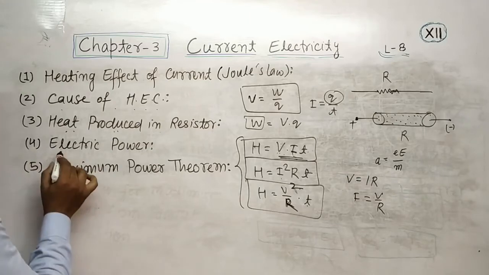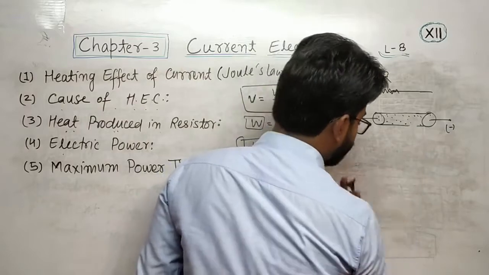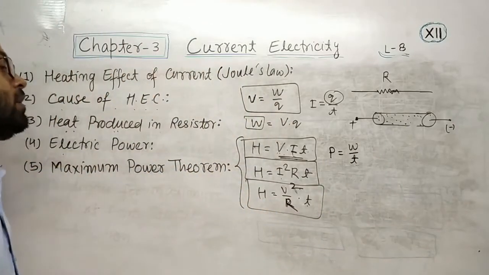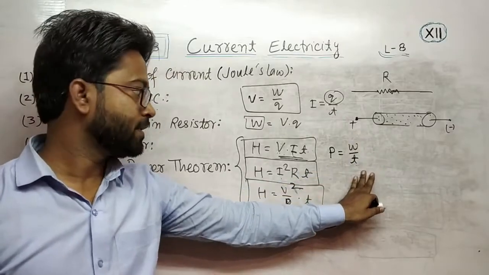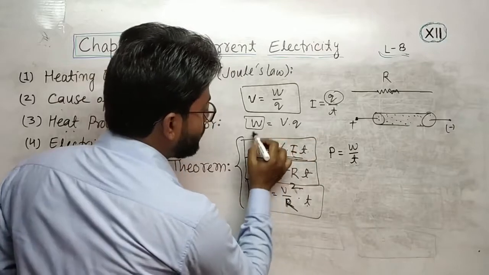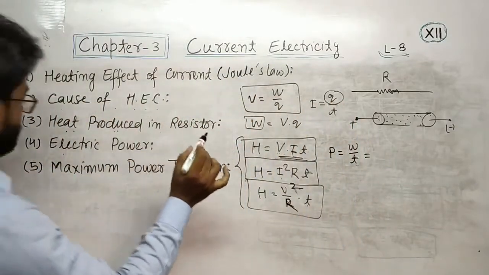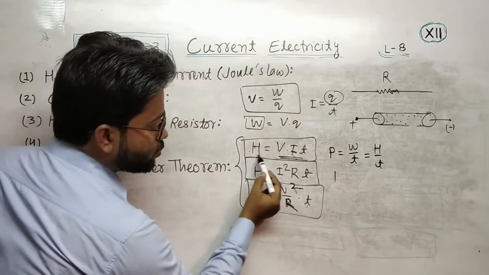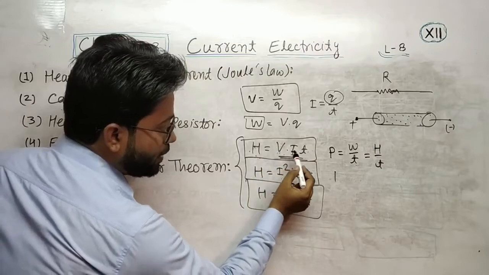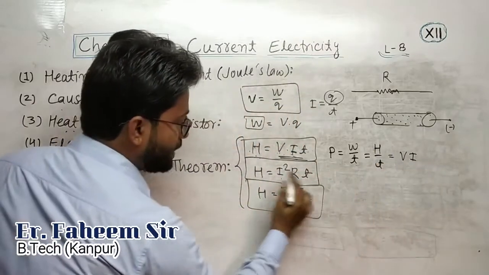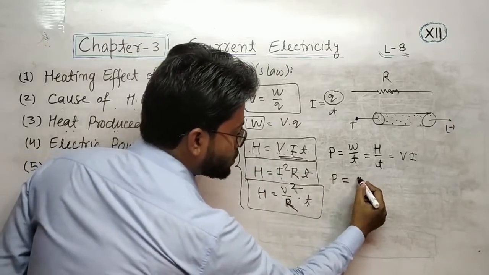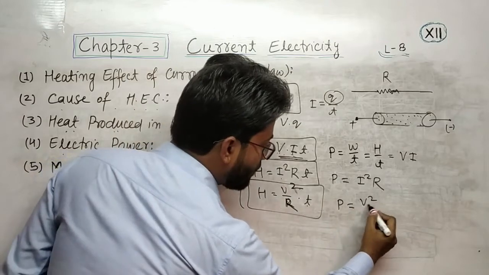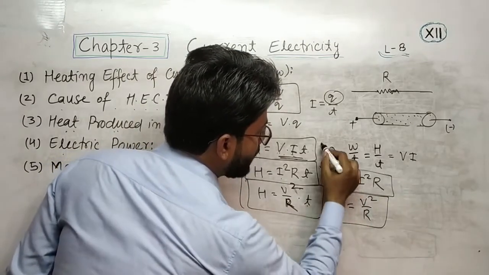Next point is electric power. We all know from 11th class that power is work done per unit time, W upon T. In the case of a resistor, W is H, so P equals H by T. Dividing these equations by time, power will be equal to VI, or I squared R, or V squared by R.